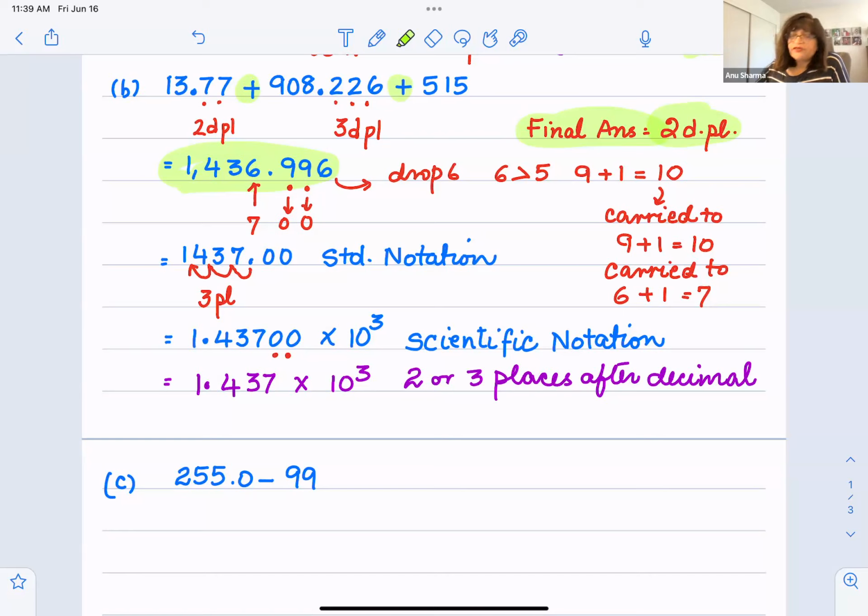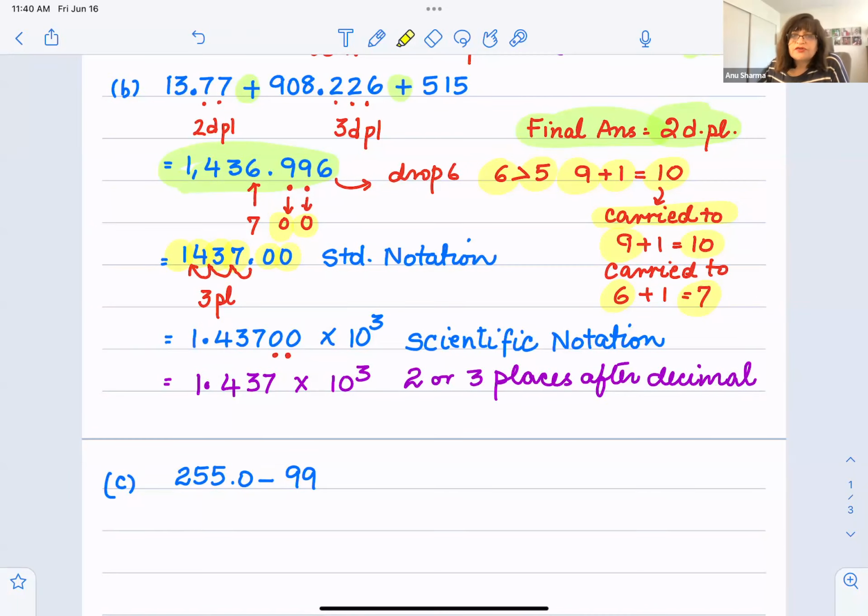Now here's the tricky part. You see that 6 is more than 5, so we will have to round up. 9 plus 1 becomes 10, so you keep 0 in the place of 9, but the 1 gets carried over to the next number, which is 9. Add 1 more to it, it becomes 10, so you retain the 0, 0, but that 1 gets carried over to the next number, which is 6. So 6 now becomes 7. That's how the rounded number is now 1437.00.